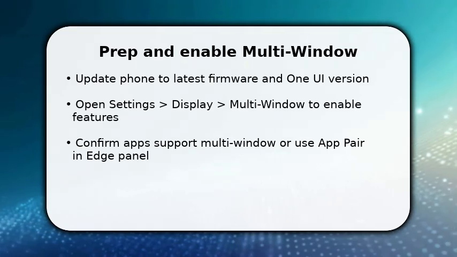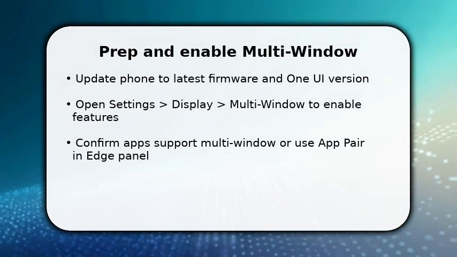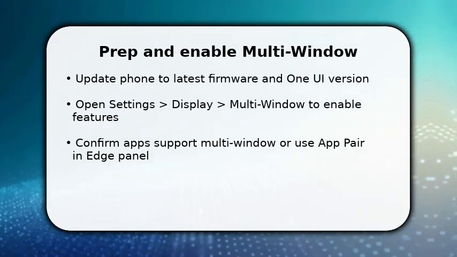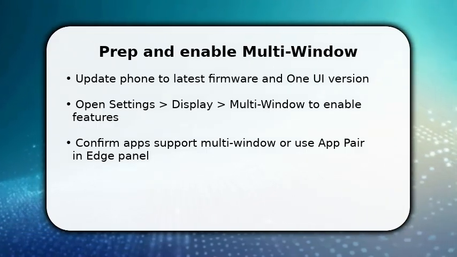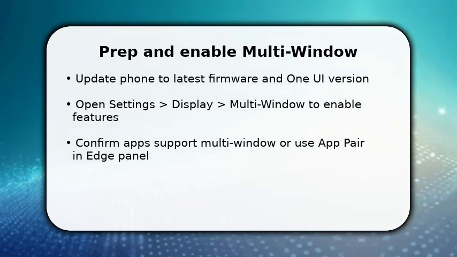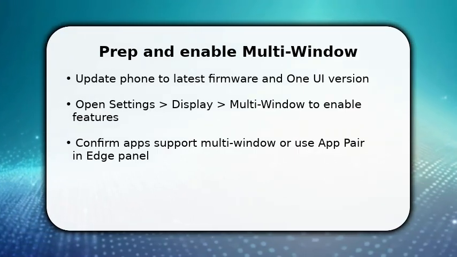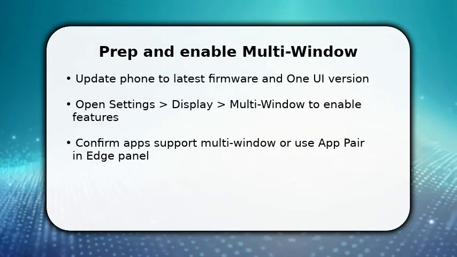Enjoy the video. You're starting with essentials. Make sure your Z Fold 4 is updated and multi-window is enabled in Settings display. Once done, check which apps support split screen. Many will, but some won't. If an app is missing, add it via the Edge panel using App Pair to launch two apps together. You do this now so the rest of the steps work reliably.